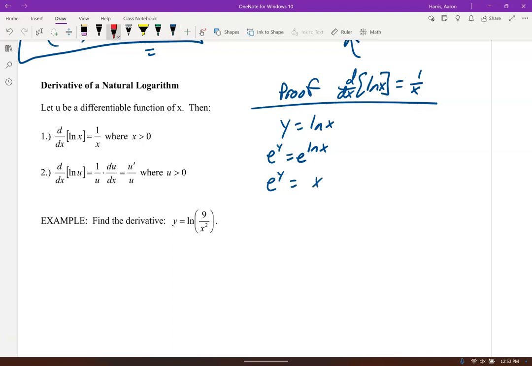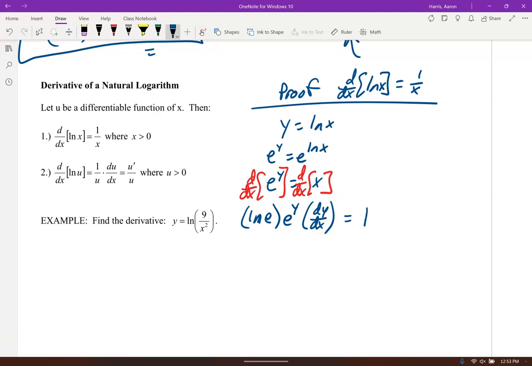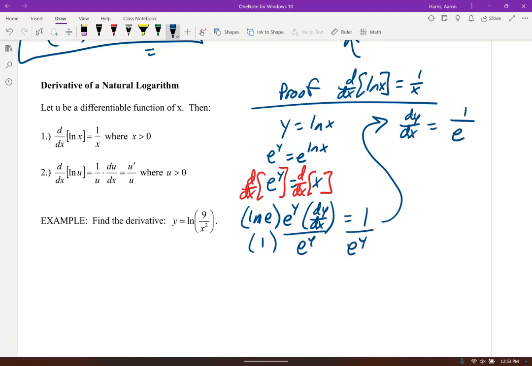And then I go ahead and use my implicit differentiation right here. I'd have e to the y times the derivative of y, because remember, variables don't agree. This is my chain rule. That's my implicit differentiation. And then I'd have the derivative of x over here, which is just 1. So I got e to the y dy dx equals 1. So I solve for dy dx by dividing both sides by e to the y. So I got 1 over e to the y.